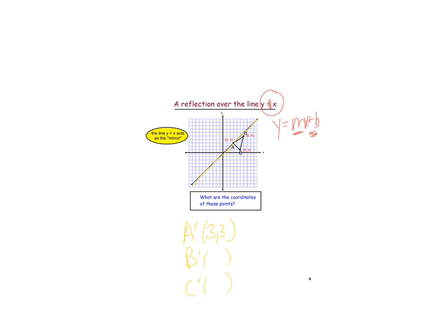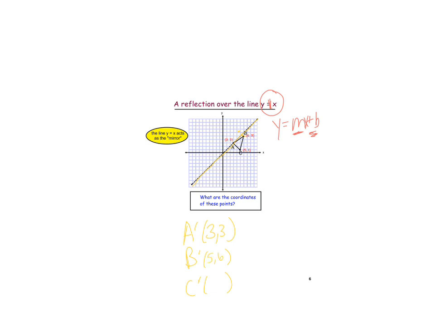Now, if you look closely, and I know this is small, but if I look at B, it's half a box perpendicular to the line of reflection, because remember, we're flipping this over. And then it's another half a box on the other side. So, again, this is hard to do, but we end up at 5, 6.